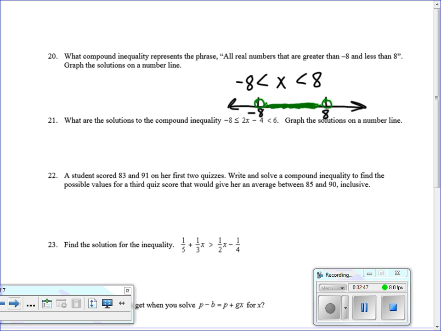Okay, what are the solutions to the compound inequality negative 8 is less than or equal to 2x minus 4 is less than 6? Graph the solutions on a number line. Okay, again, we have an and inequality. When it's written like this, we have an and. We're going to solve it. We're going to move everything that's in the middle away from x. Remember that because it's in the middle, it applies to all three sides, because the 2x minus 4 is a part of both of the inequalities that we see here. So it's a part of both of them. Okay, so we're going to start by adding 4 on both sides.